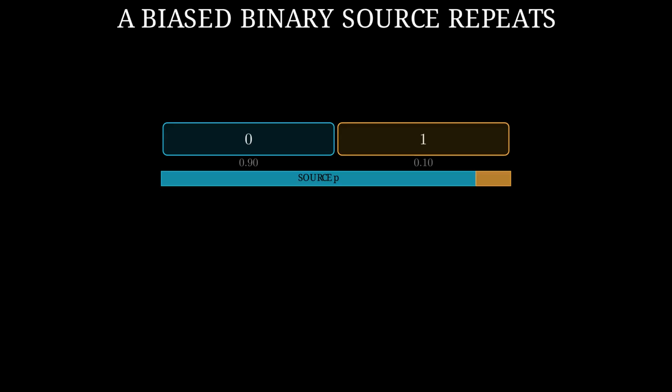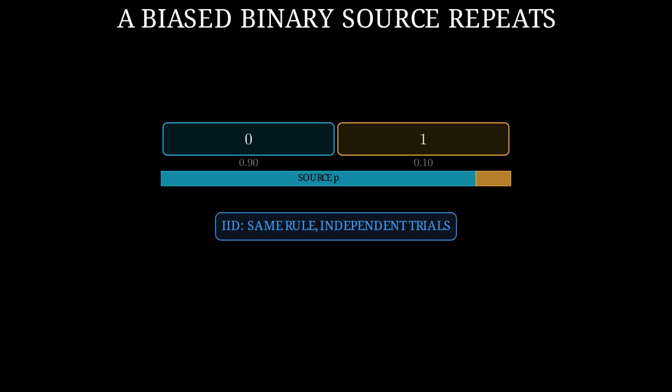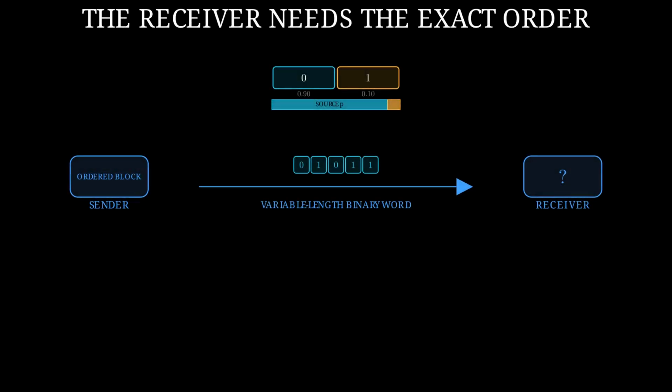The same binary question gate now repeats. On each independent trial, it outputs 0 with probability 9/10 and 1 with probability 1/10. The order of those outputs is part of the message. The sender sees the ordered results. The receiver knows the 90-10 source rule, but not the realized sequence.